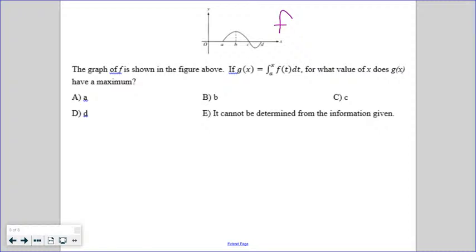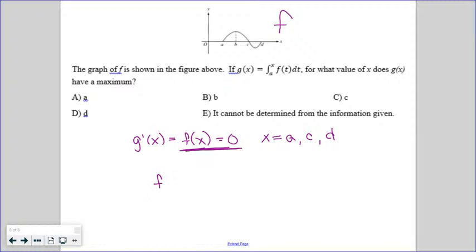Well, g of x is going to have a maximum, if it has one, at critical points of its derivative. So if we look at g prime of x, that would be f of x. And so if we look at where that is equal to 0, in the picture above, where is f of x equal to 0, we see that that happens at 3 places, at a, at c, and at d.